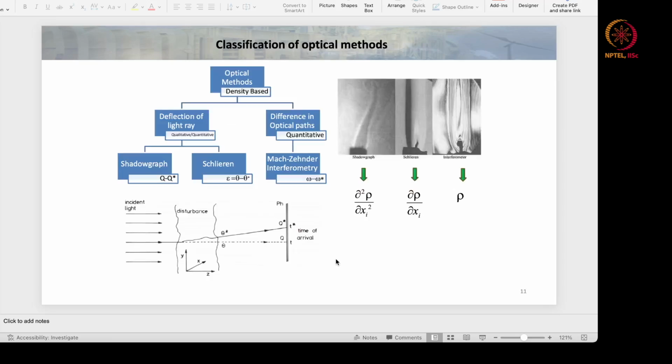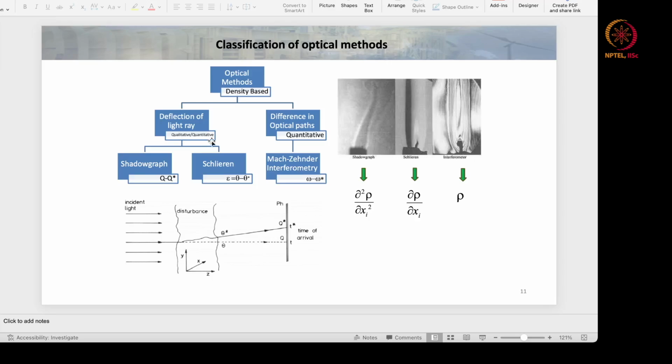Okay, so now there is a classification of the optical methods. You have density based methods, and density based methods are basically of two kinds. One is the deflection of the light ray, which we just now saw. These measurements can be qualitative or quantitative. So under the category of deflection of light ray, you have shadowgraphy and Schlieren. And when there is a difference in optical paths, we get something called interferometry. The interferometry is quantitative. This deflection can be qualitative or quantitative.